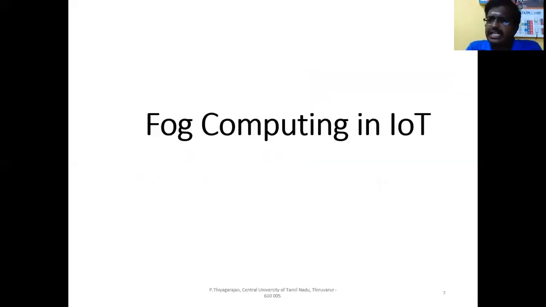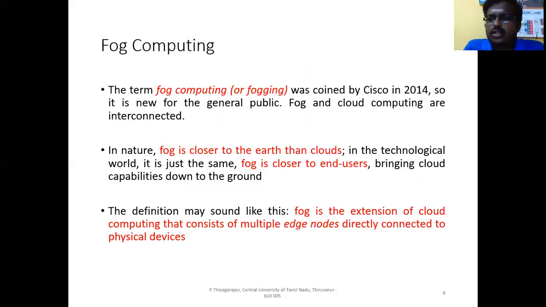We're going to discuss in detail about fog computing in the Internet of Things. The term fog computing can also be called fogging. Fogging, in other words fog computing, was coined first in the year 2014 by Cisco, the network giant. That is the one who discussed this fog computing. So it is quite new, and fog and cloud computing are highly interrelated.